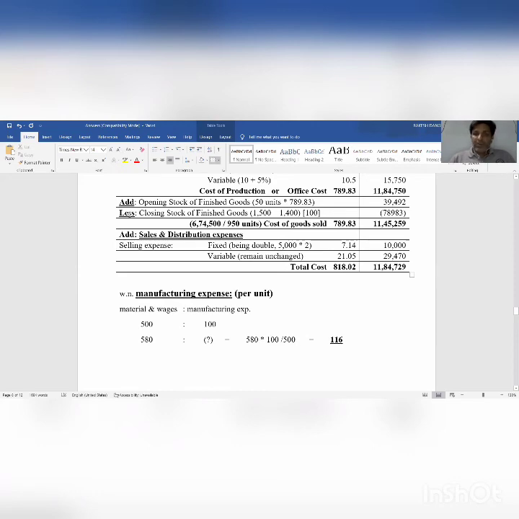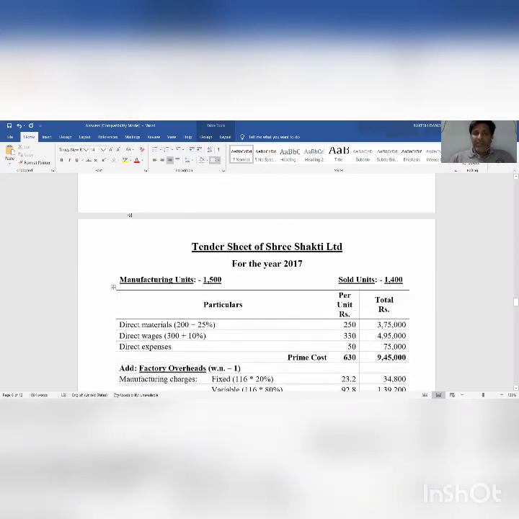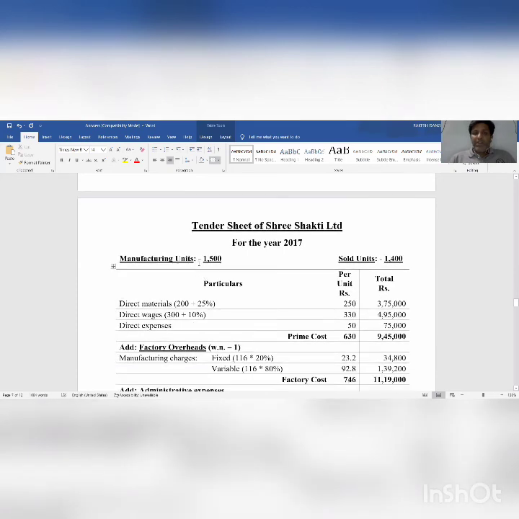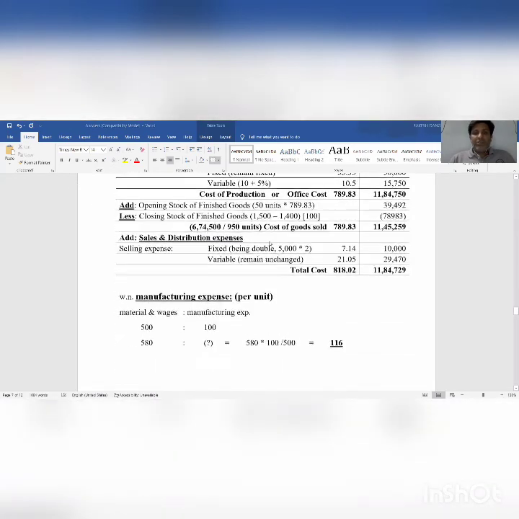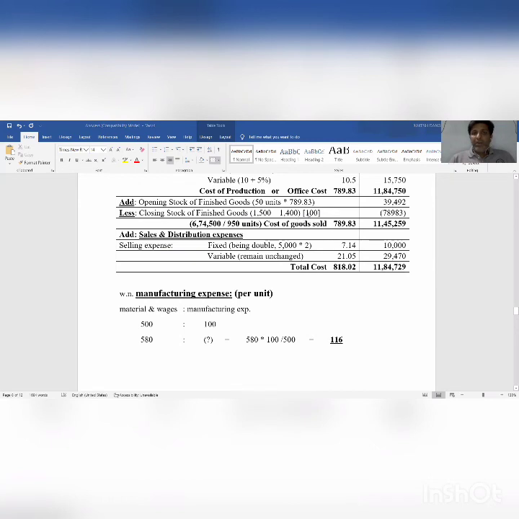Less closing stock. In 2017 there is manufacturing of 1500 units and sale of 1400 units. It means there are 100 units remaining in stock in 2017. So 100 multiplied by 789.83 will be 78,983, which will be less from office cost.